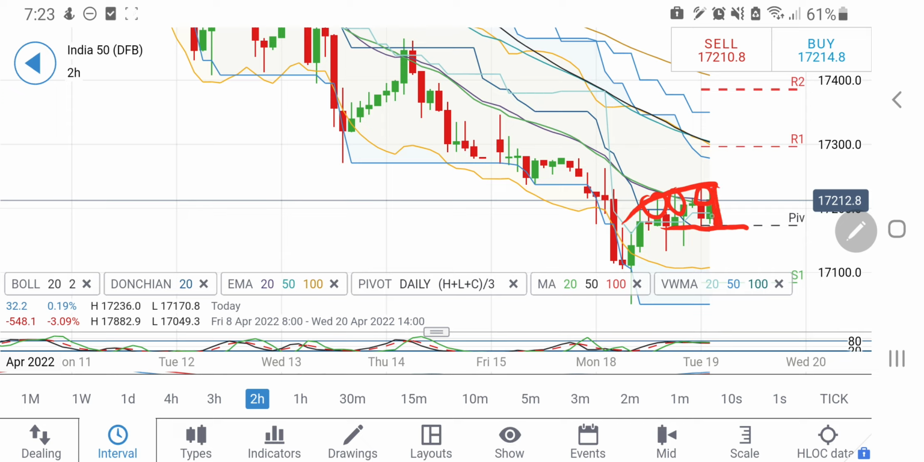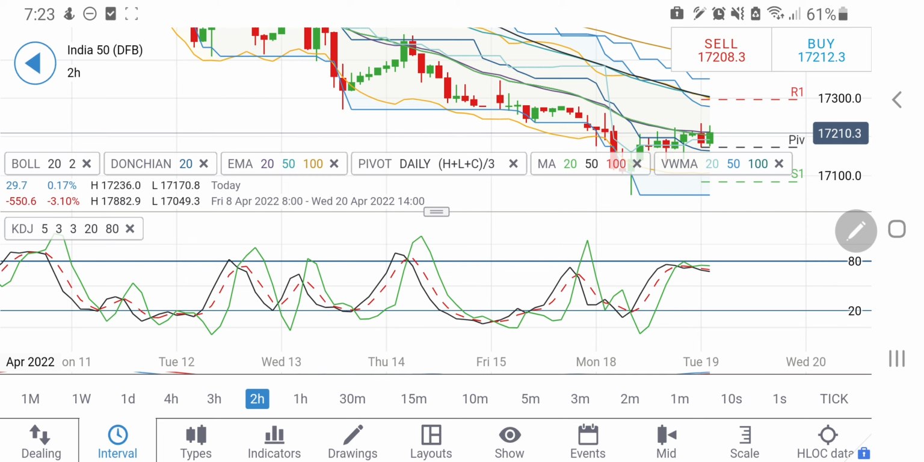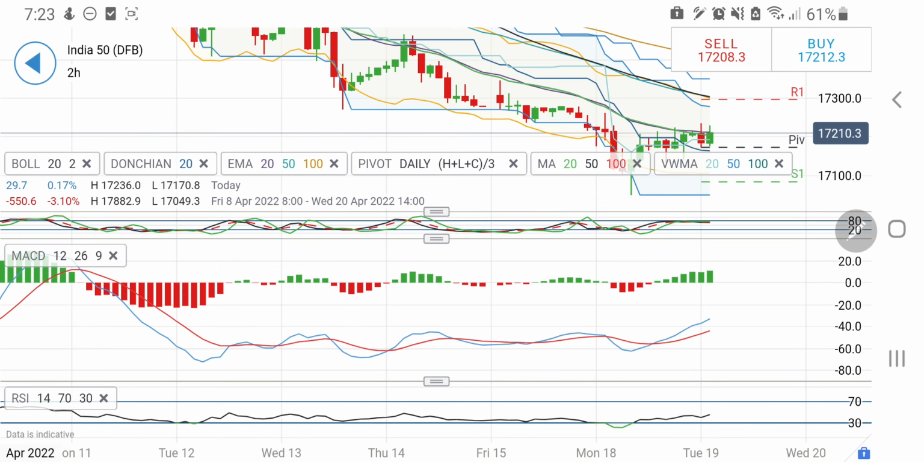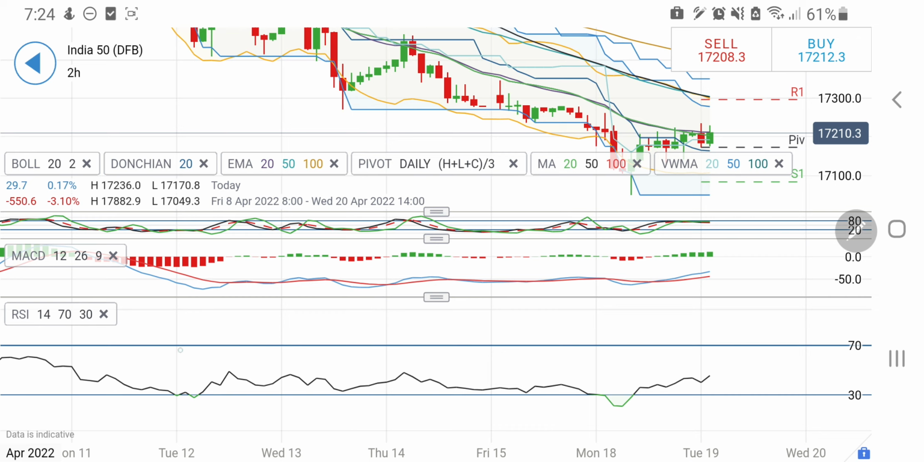So what I'll recommend is don't trade between 17,150 and 17,250 zone. Above 17,250 you can get 50 points towards 17,300. On the downside, below 17,150 you can get 50 points towards 17,100. So a larger trading zone, it appears, between 17,100 and 17,300 is visible here. 2-hour stochastic near overbought. MACD white divergent and still on buy side.